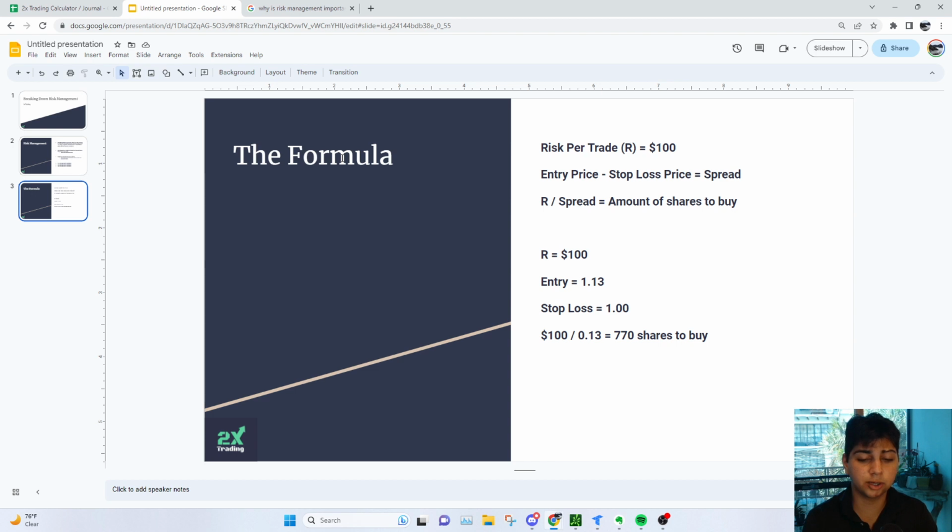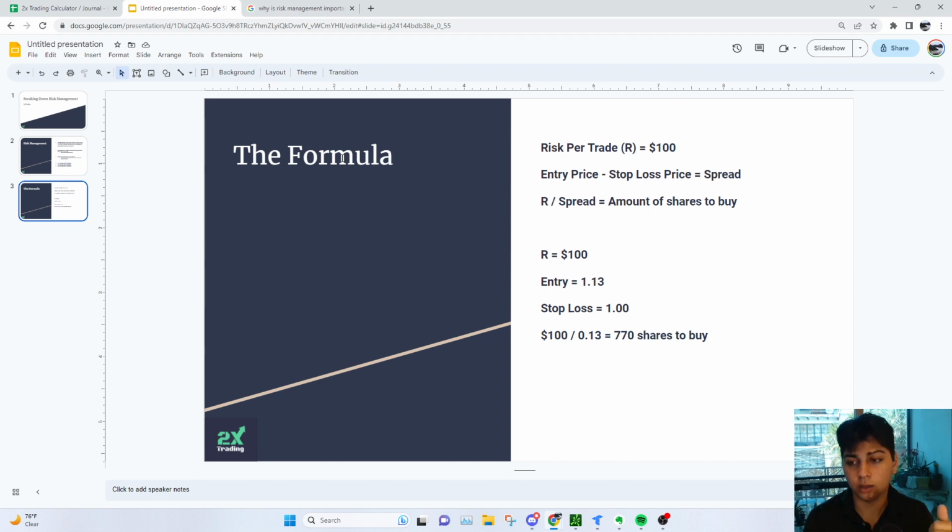Now, once I know my risk per trade, the next step is knowing my entry and my stop loss. From there, it's time to calculate how many shares I'm going to be buying, which will result in a $100 loss or a 1R loss, so I know how many shares to buy with the proper risk. So I take my entry price minus my stop loss price, and that gives me a spread. Then it's just the dollar amount I'm risking divided by the spread, which gives me the amount of shares to buy.